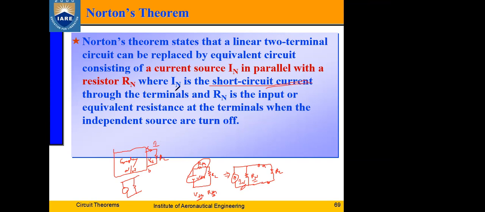And how do you find the value of RN? RN is equivalent to RTH. What is RN? It is nothing but simply RTH. Since we are using it in the Norton's equivalent circuit, we write RN. The procedure for finding the value of RN is similar to that of RTH. Am I clear with this? So what does Norton's theorem state? The whole complex network can be replaced with two elements connected in parallel, that is, a practical current source.